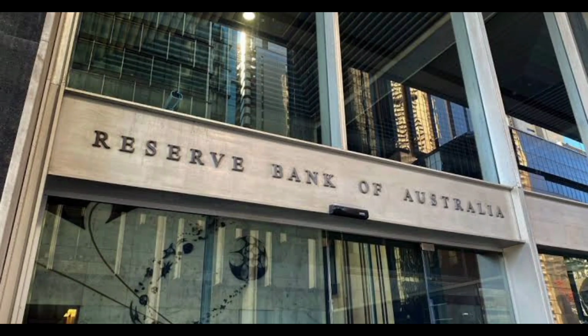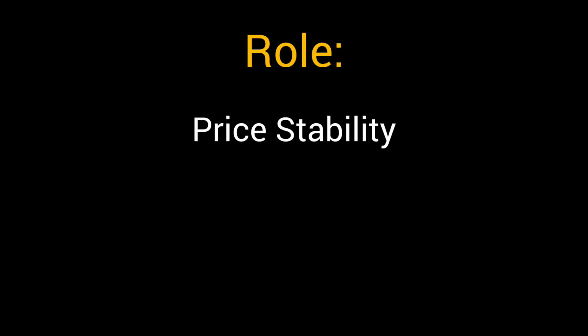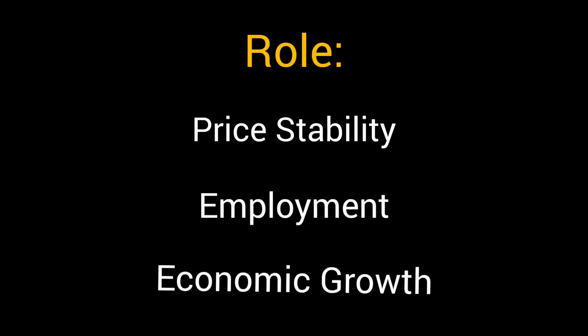The cash rate is set by the Reserve Bank of Australia, otherwise known as the RBA. The RBA is like a big bank for all of Australia. Its main job is to make sure prices are stable, people have jobs, and the economy is doing well.